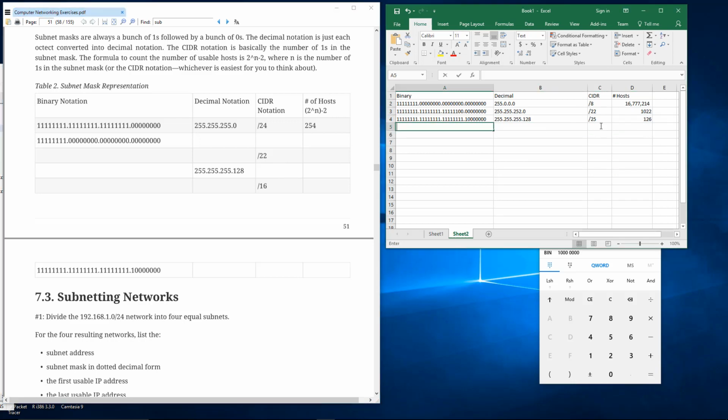All right, slash 16, let's go through this quick. Slash 16, oh my gosh. I'm having some keyboard issues. Keep hitting the wrong keys.